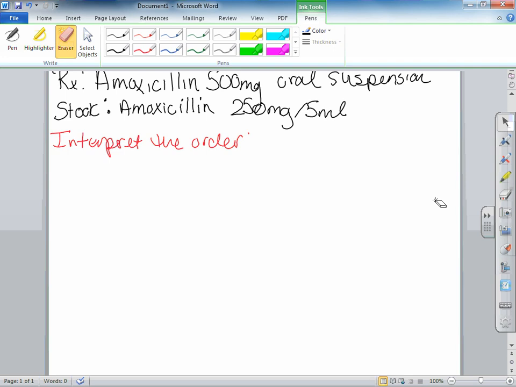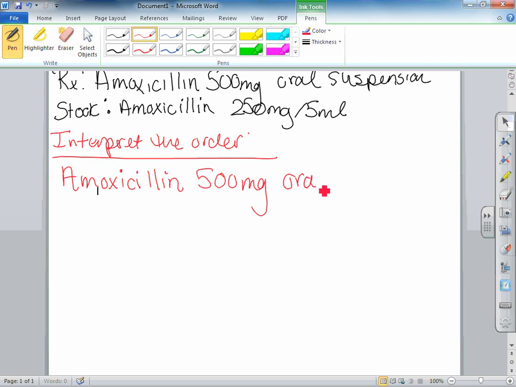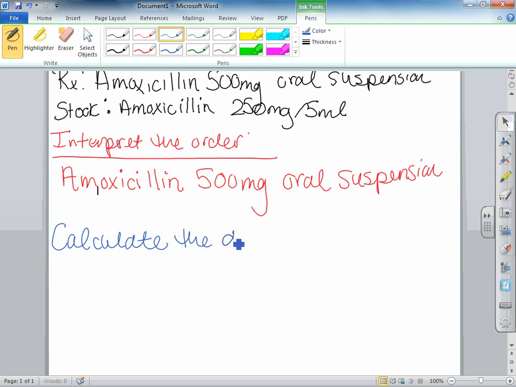Well, right now, I want us to interpret the order. So when I interpret this order, I interpret it to say amoxicillin 500 milligram oral suspension. All right. Now I want you to calculate the dose. Again, when calculating the dose, you are going to use one of two methods, the ratio proportion method or the formula method. So I'm going to use the ratio proportion method, where I'm going to take the medication that we have in stock, put it on the left-hand side, and you're going to put the order on the right-hand side. So what do I mean by that?